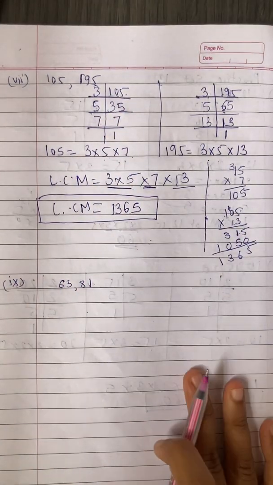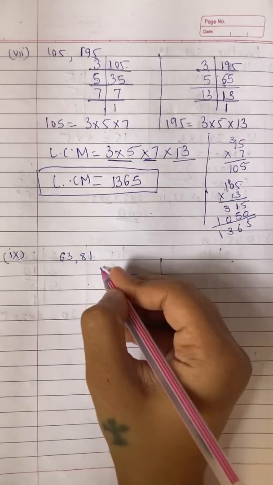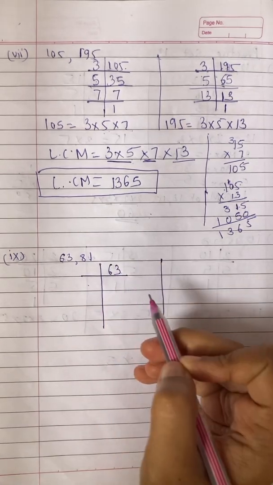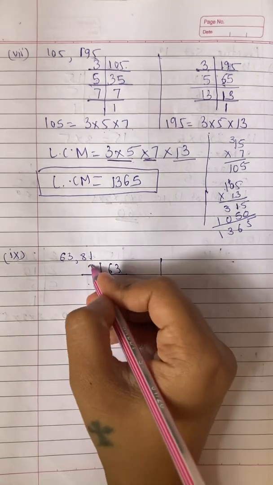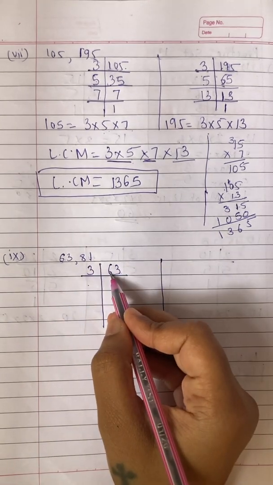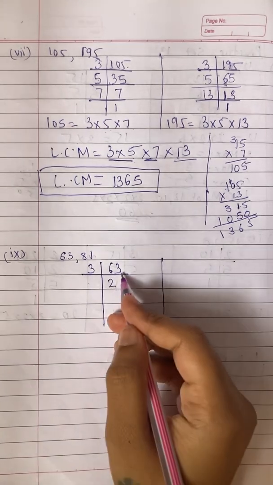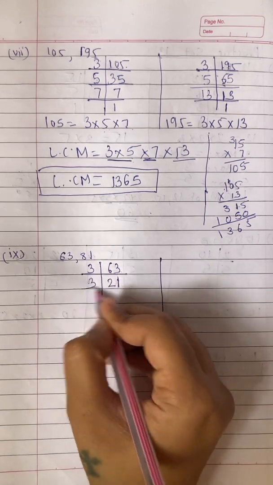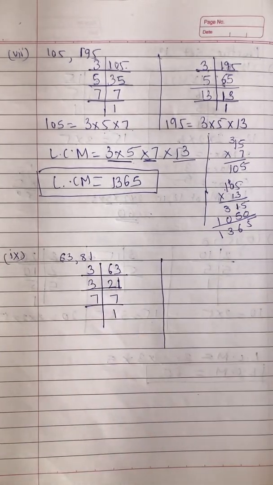Okay. Now let us solve the next example, which is 63 and 81. So first I'll find out factors of 63. Now 6 plus 3 is what? 9. 9 comes in 3's table. So 63 will also come in 3's table. So first check for 6. 6 comes in 3's table. 3 2s are 6 and 3 also comes in 3's table. 3 1s are 3. Now 21 will also come in 3's table. 3 7s are 21 and 7 is a prime number, so 7 1s are 7.